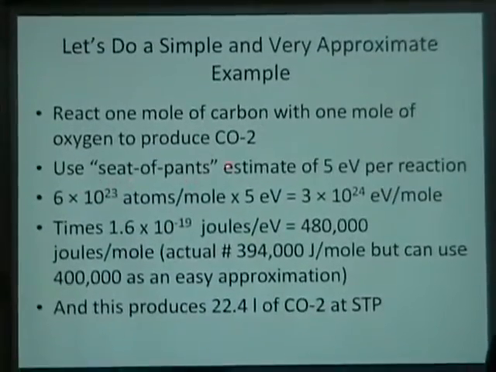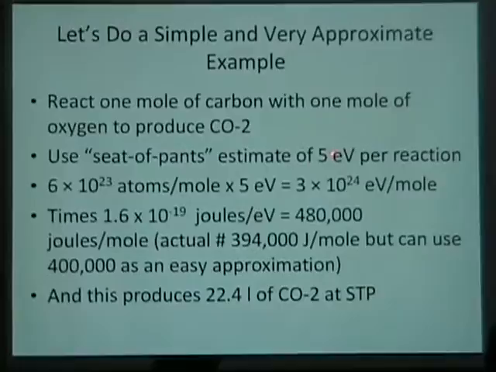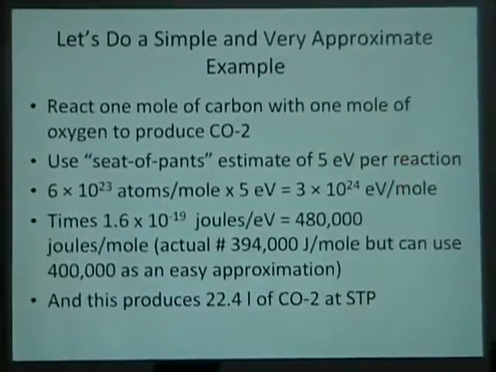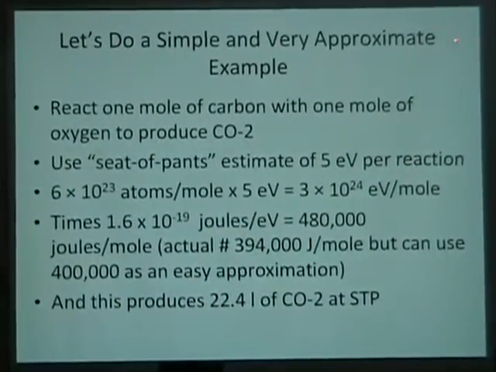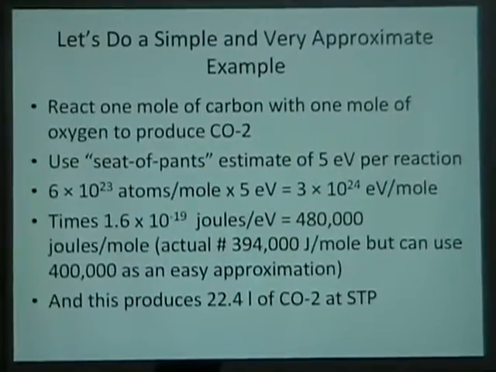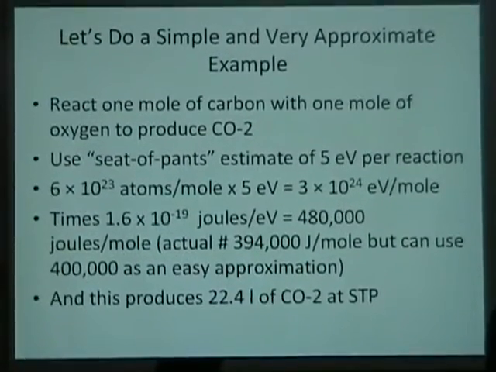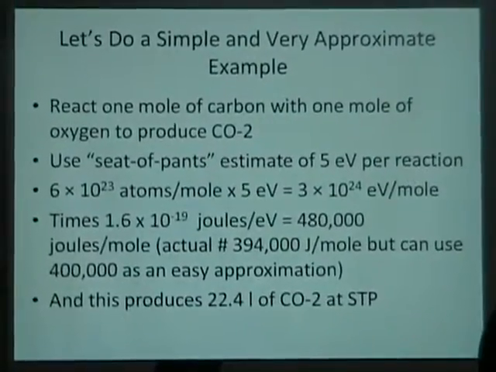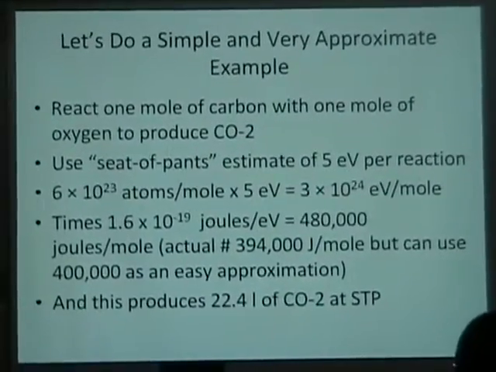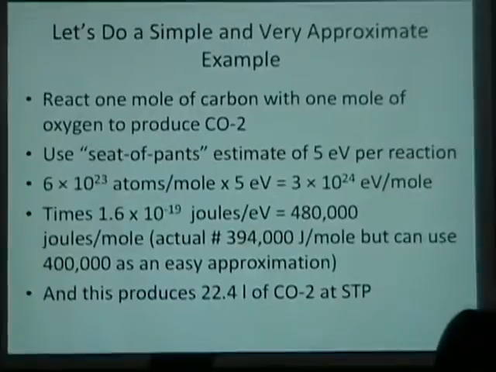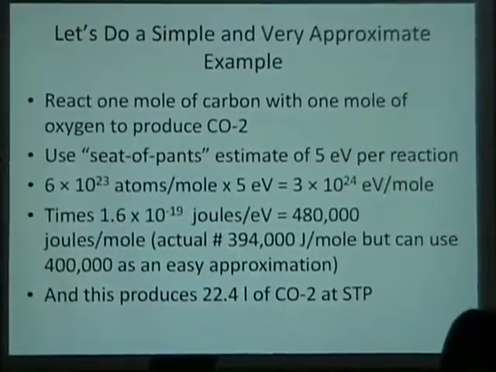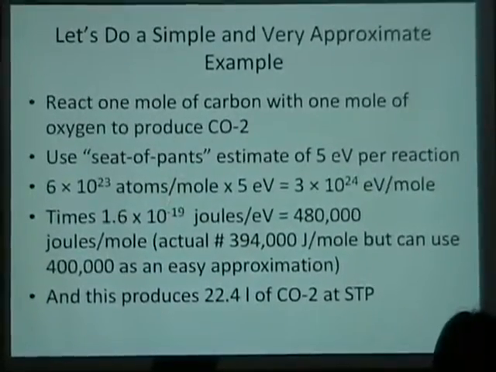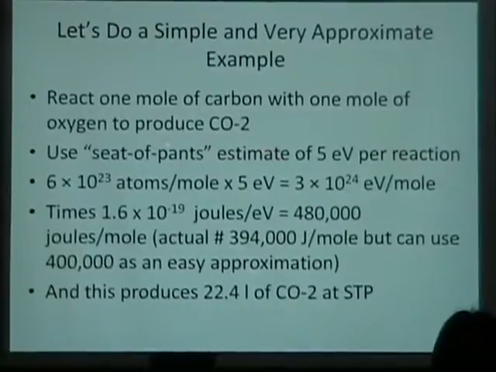We use, in C to the pants, a guesstimate, 5 electron volts per reaction, because we've got two different oxygens, both forming bonds with the carbon, and we know that the carbon dioxide molecule is a very strong bond, so it isn't easily broken up. So it's probably going to be 4 or 5 eV, maybe a little bit higher. So we use that as a rough starting point.